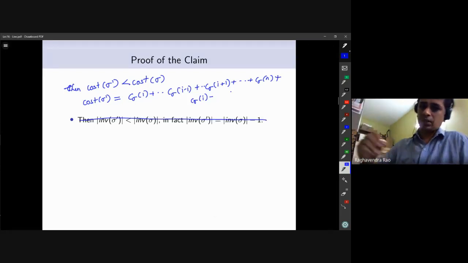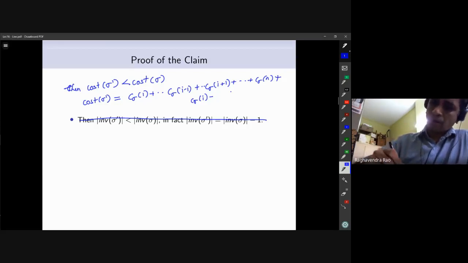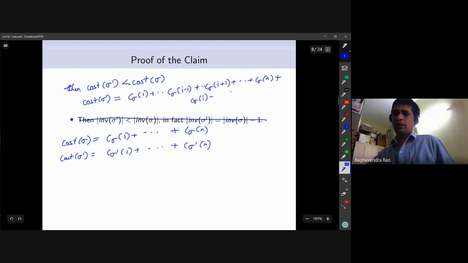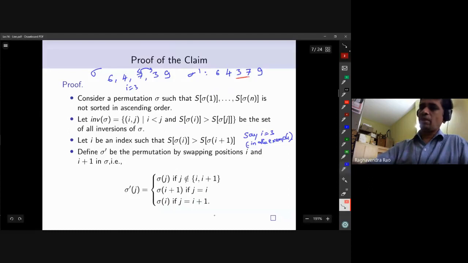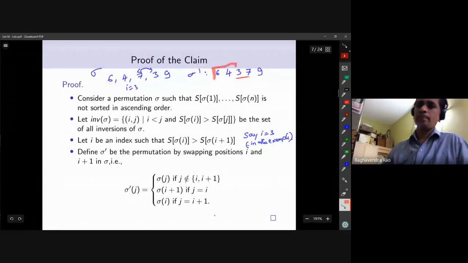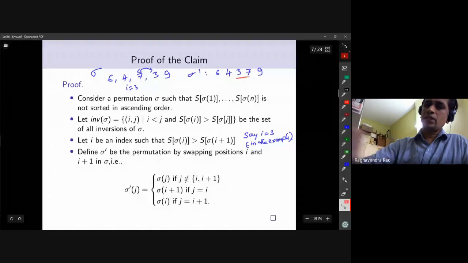Maybe that's simpler. So what is the cost of sigma? C sigma 1 plus etc. plus C sigma n. The cost of sigma prime is C sigma prime 1 plus etc. plus C sigma prime n. Let's look at what changes occur when you consider sigma prime instead of sigma. Up to I minus 1, the cost remains the same, because the array is unchanged. At position I, it has changed now. So what is the difference?